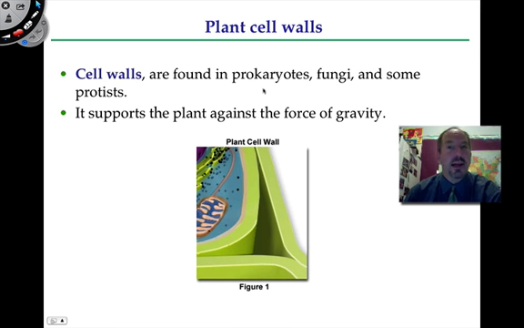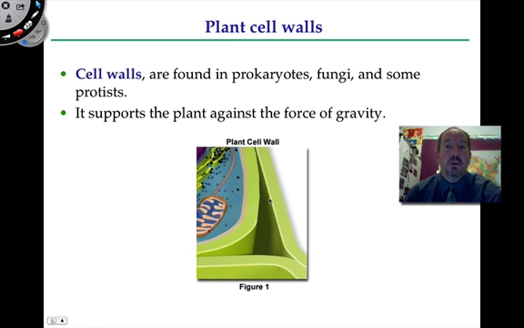Prokaryotes like bacteria have them. Fungi have them, which are eukaryotic cells. Even some protists, but they're mainly found in plants. Well, I can't say mainly because the most numerous organisms are prokaryotes, but we commonly think of a cell wall as being part of a plant cell. So it's on the outside, and you're like, what does it do?